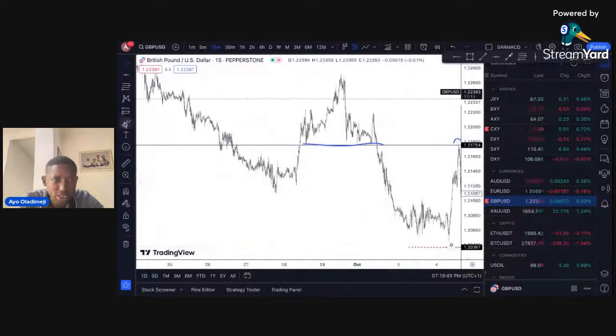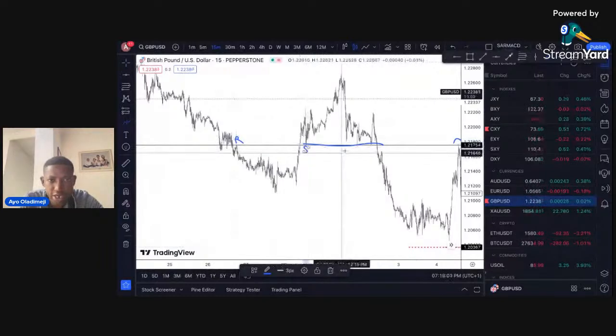So you see what I'm saying? Here, it was a resistance, okay? And then price broke through it, and when price broke through it, it became a support here. And when price came there, it was a support, right? Eventually, price breaks it here, the same way it breaks it here.